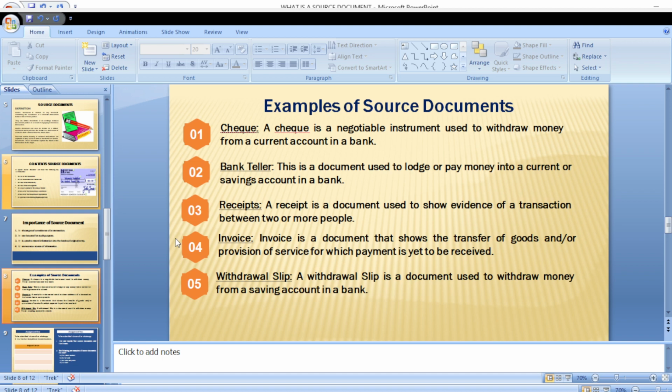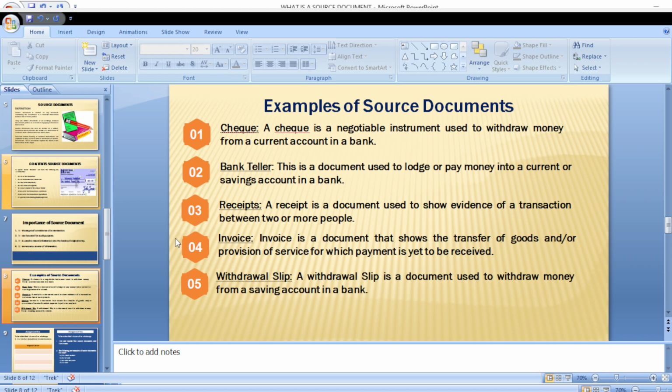Examples of source documents. In my conversations, I'm sure you must have listened to a couple of my examples using receipts, checks. So those are examples of source documents. Now, for the purpose of this course, we're going to look at some examples of source documents. So the first one we are going to be looking at here is the check.